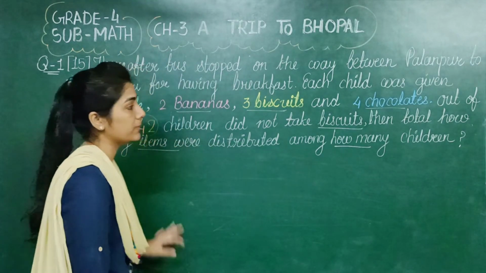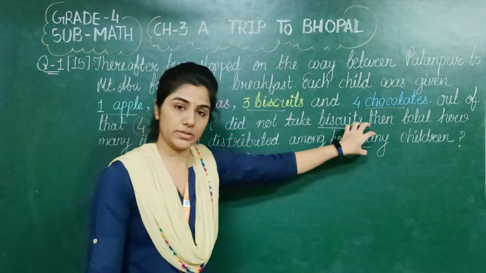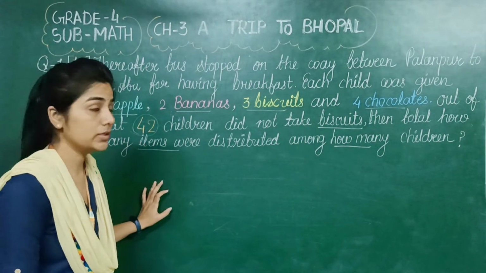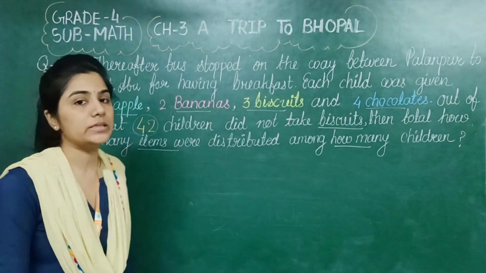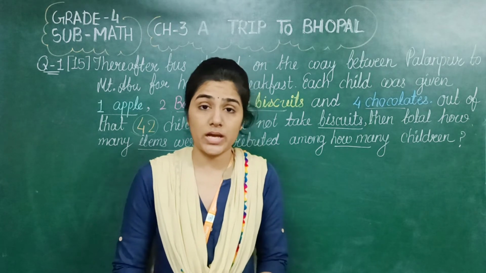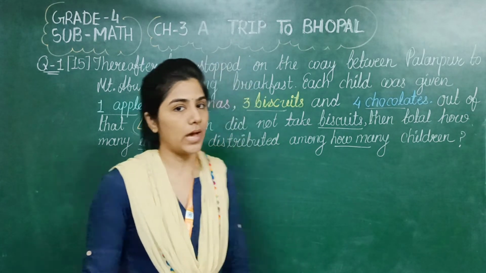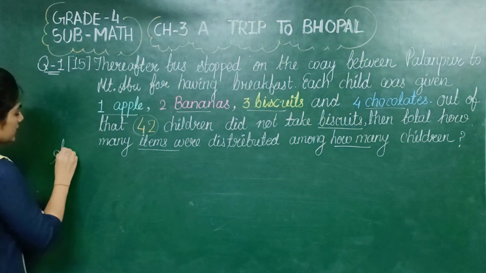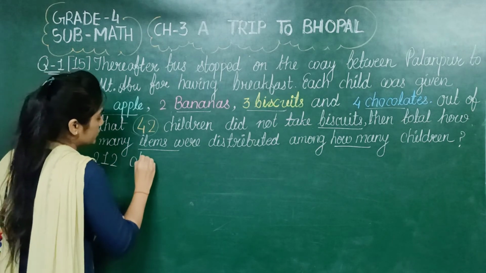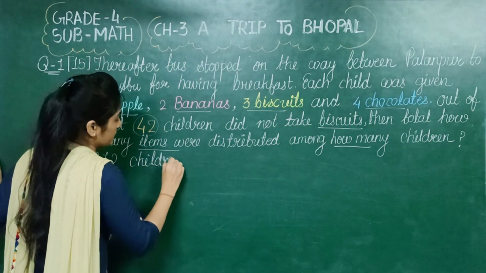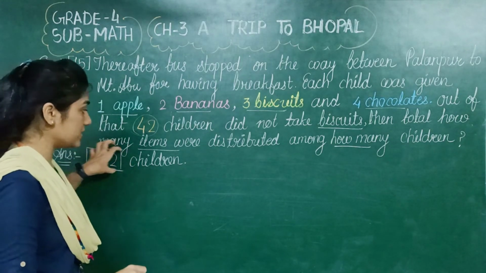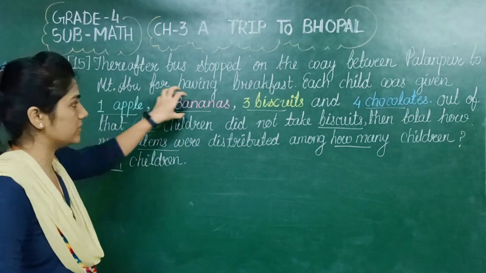That means we have to find the number of items and the number of children according to these numbers. First of all, we already know how many students are going on the trip. We have already seen the answer, that a total of 212 children are going. That we are knowing, right? So as per this number of children, we will calculate these items.